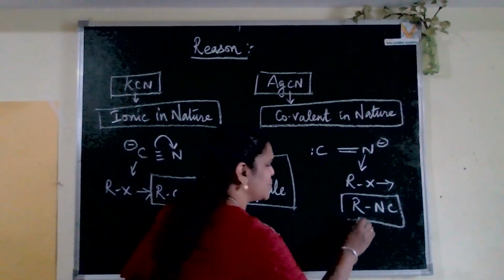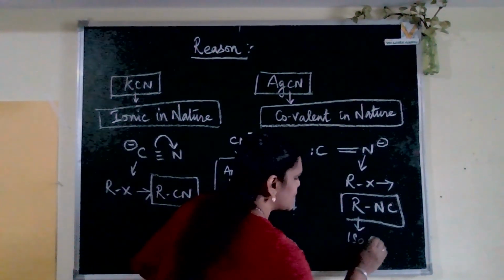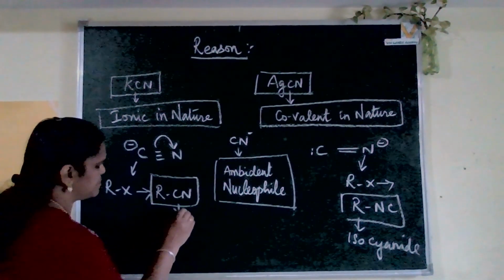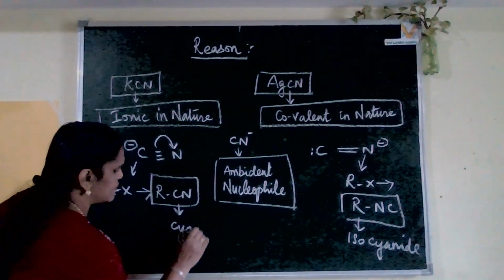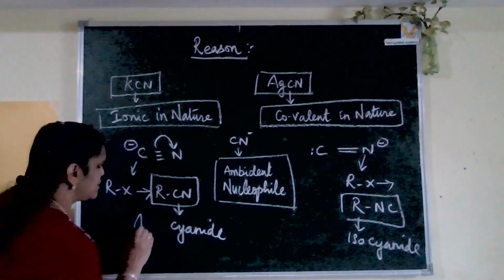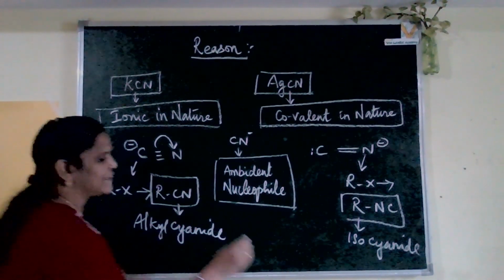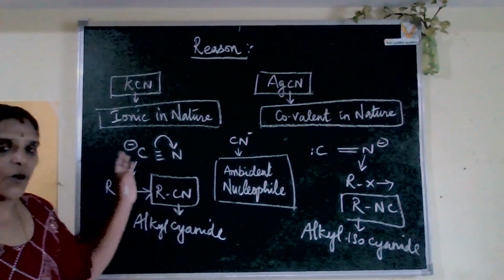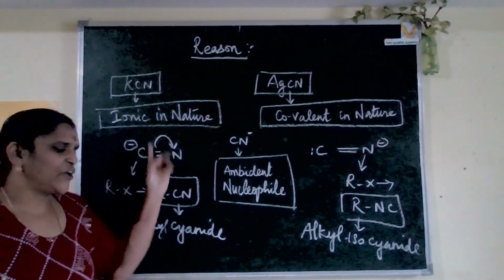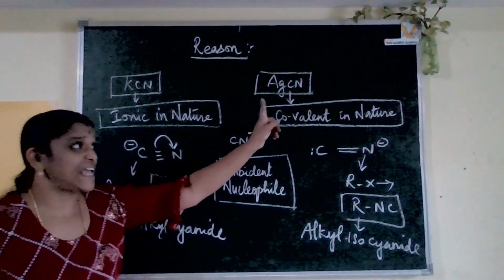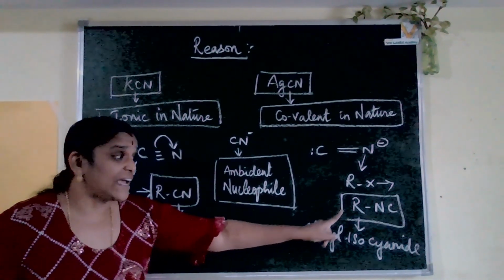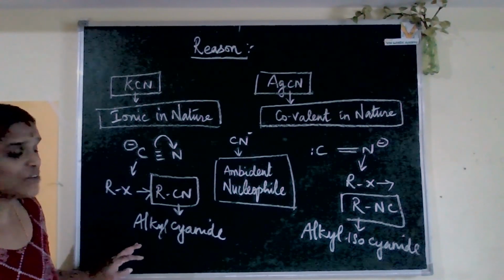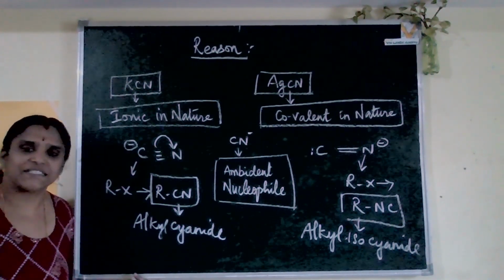Hope you're clear. So this is isocyanide and this is cyanide. The common part is alkyl only. Alkyl here, alkyl here also. Okay, so hope you're clear with that. With KCN you get alkyl cyanide, whereas with AgCN you get alkyl isocyanide, or NC. Hope you're clear with it. Please note down, take that screenshot. Hope it is clear for you.